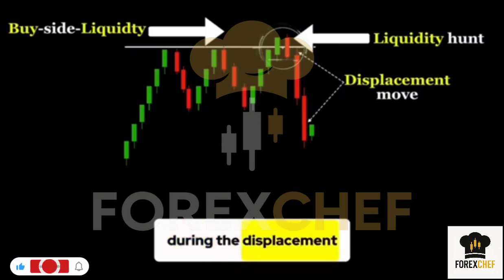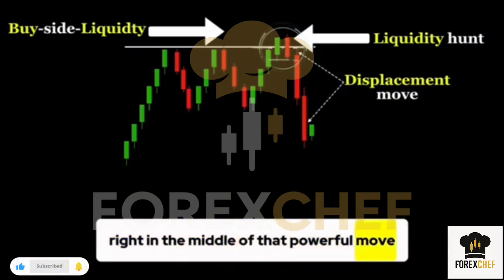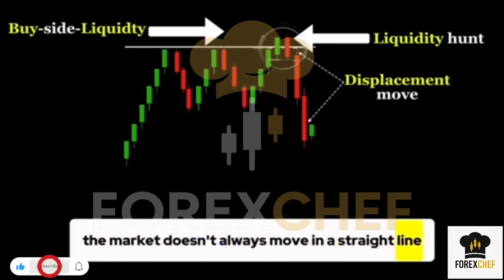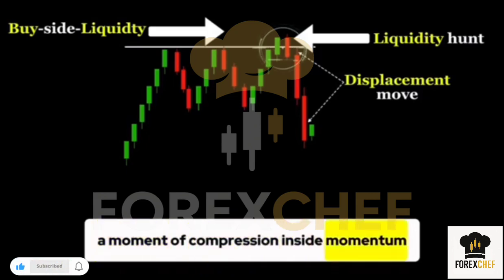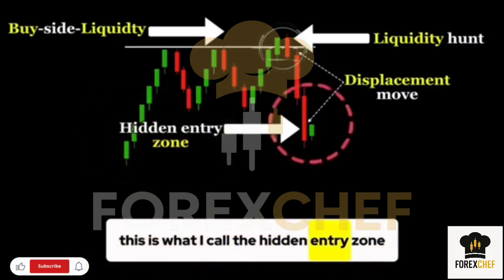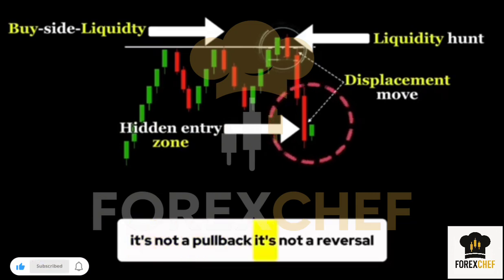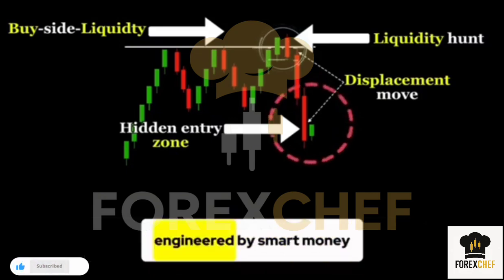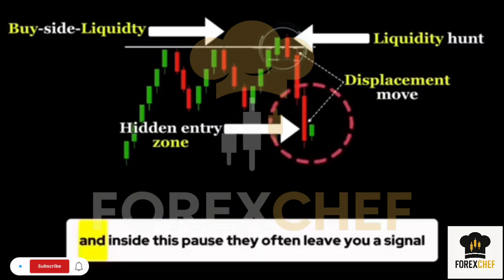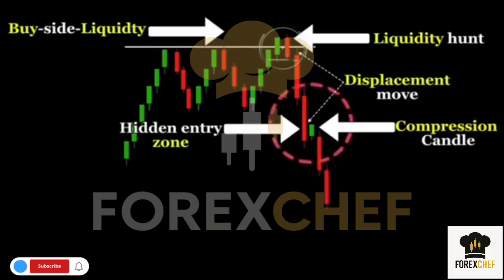During the displacement, right in the middle of that powerful move, the market doesn't always move in a straight line. There's often a brief pause, a moment of compression inside momentum. This is what I call the hidden entry zone. It's not a pullback, it's not a reversal, it's a tiny, controlled pause inside the impulse, engineered by smart money. And inside this pause, they often leave you a signal, the compression candle. It's your chance to join the displacement while it's still unfolding. This is how smart traders catch the move early, with tight risk and without chasing price.